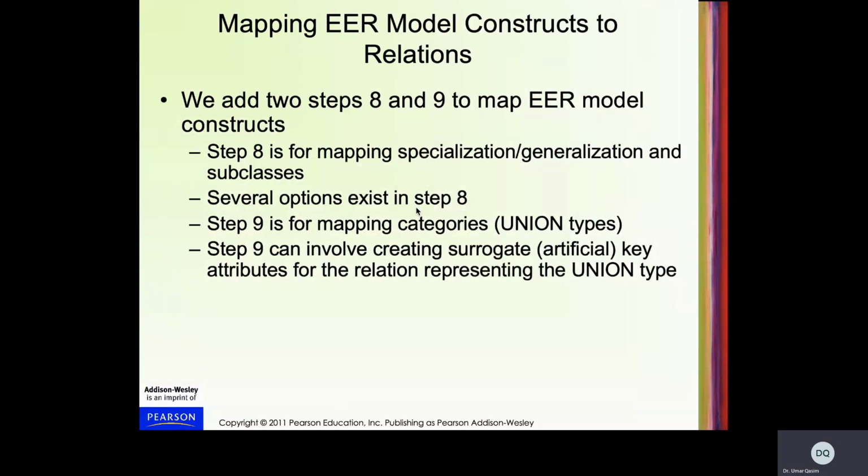There are other constructs, as you know, in extended ER, and those constructs can be mapped using step 8 and step 9. Step 8 is about mapping specialization and generalization subclasses. And step 9 is mapping categories, union types. So this is how we deal with them.